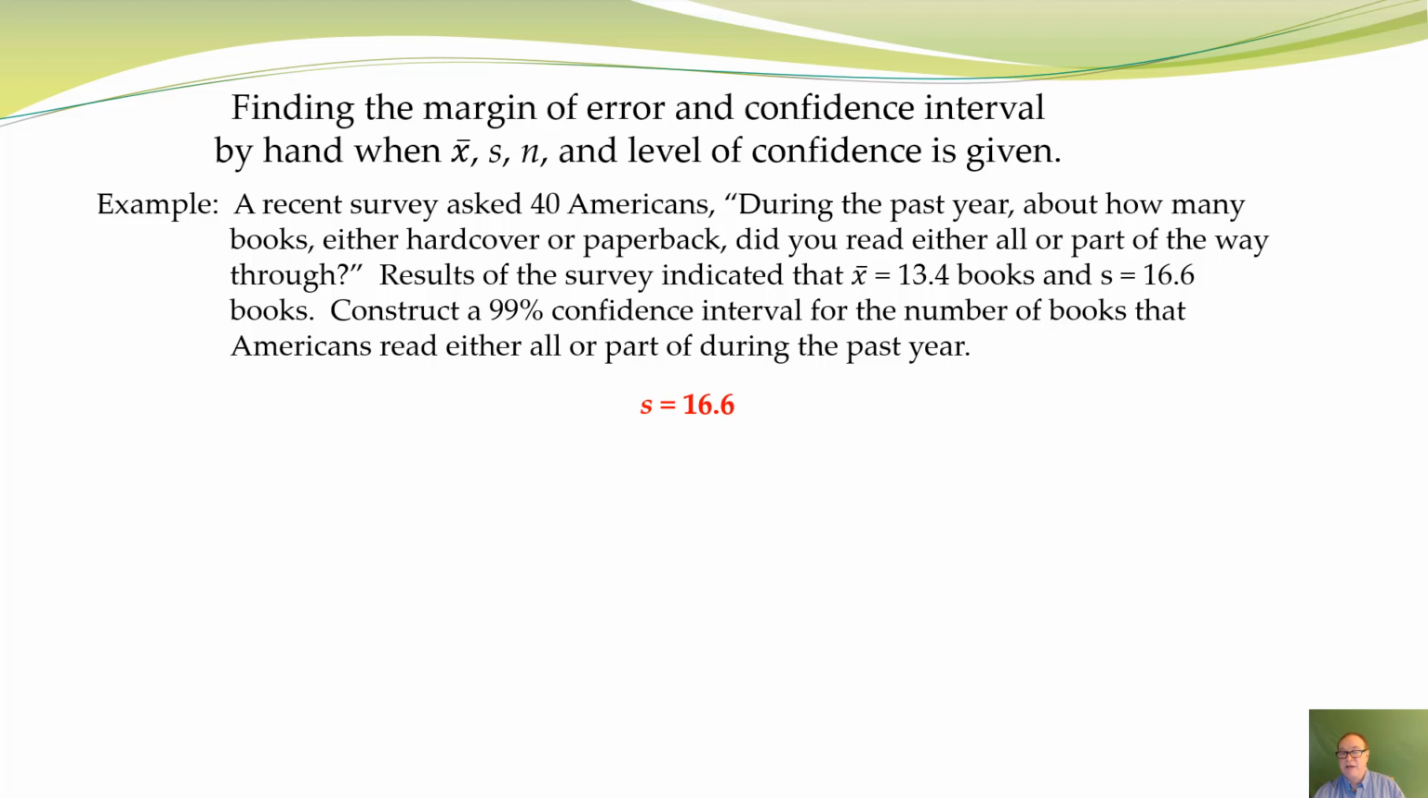Construct a 99% confidence interval for the number of books that Americans read through either all or part of during the past year. So n is 40, that's the sample size. x bar is 13.4, and s, which was already showing up early, is 16.6. Level of confidence, 99%. So alpha is 0.01. So t of alpha divided by 2 is t of 0.005. We go to the table, we look it up, you get 2.708.